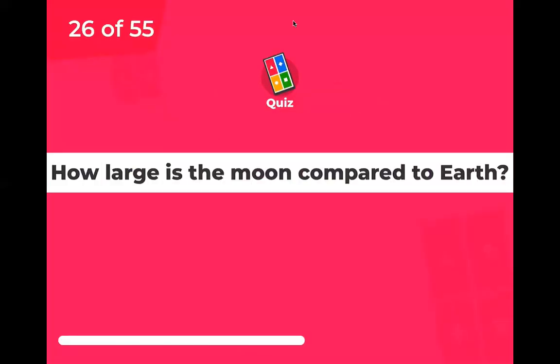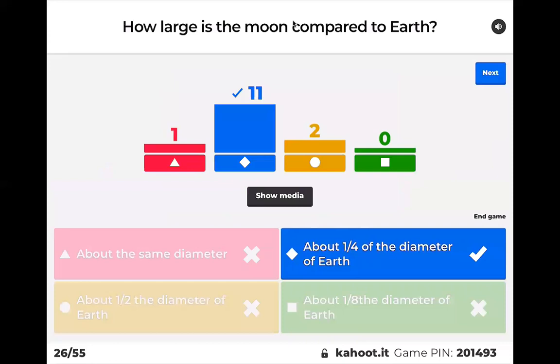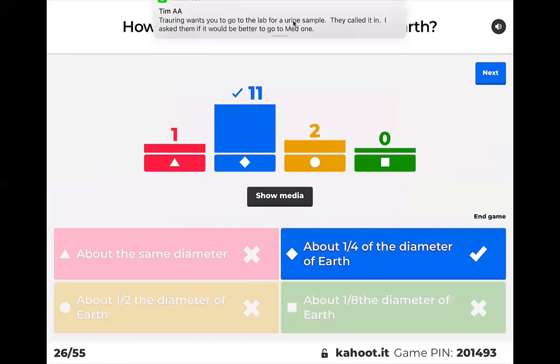How large is the moon compared to Earth? About the same diameter, about 1/2 the diameter of Earth, about 1/4 of the diameter of Earth, or about 1/8 of the diameter of Earth. That was on our study guide yesterday. Yes, 1/4.